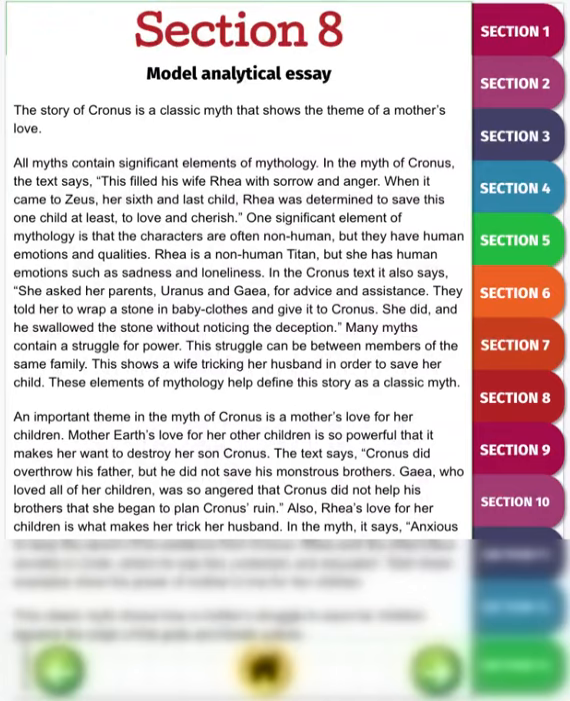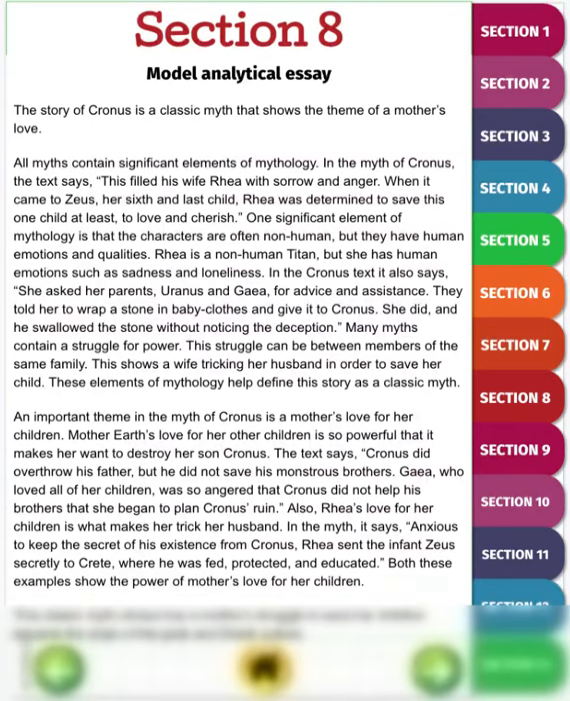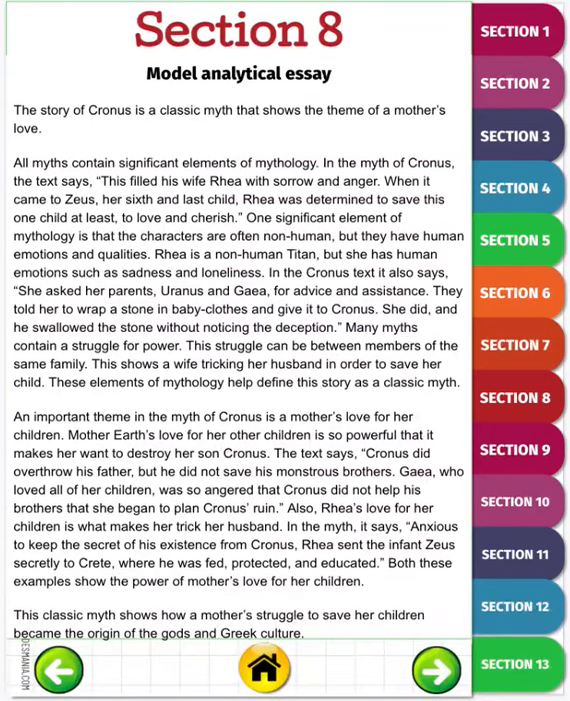Also, Rhea's love for her children is what makes her trick her husband. In the myth, it says, "Anxious to keep the secret of his existence from Cronus, Rhea sent the infant Zeus secretly to Crete, where he was fed, protected, and educated." Both these examples show the power of a mother's love for her children. This classic myth shows how a mother's struggle to save her children became the origin of the gods in Greek culture.